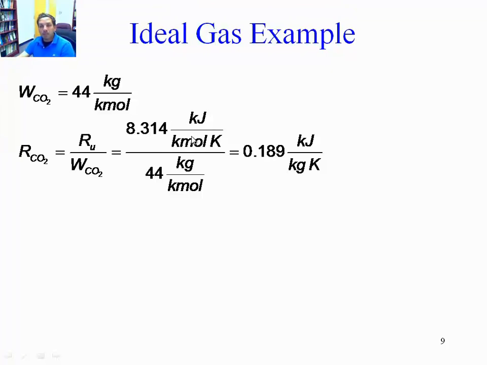8.314 is the universal gas constant. If we divide it by 44, we get 0.189 kilojoules per kilogram Kelvin. So that is basically the gas constant that we're going to use in all of our equations of state, because we're dealing with CO2.